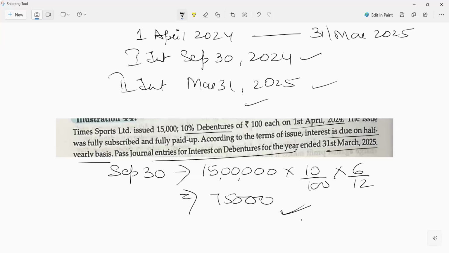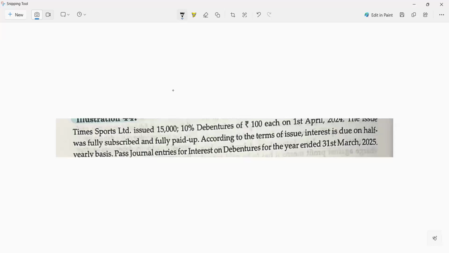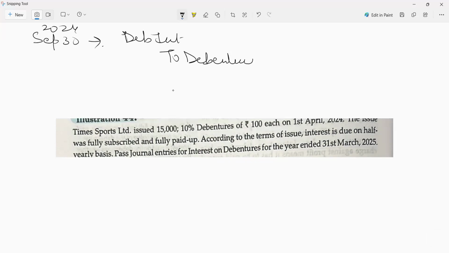Now see what will be the journal entries. Do you understand this part? Can we move to the journal entries part? Okay, fine. So let's understand the journal entries part. I'm going to solve it over here. So what are the journal entries? As we already mentioned, the first entry will be on September 30, 2024. The first entry is debenture interest account debit to debenture holders account. The amount is 75,000, which I just now calculated.